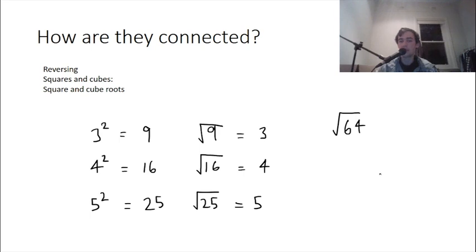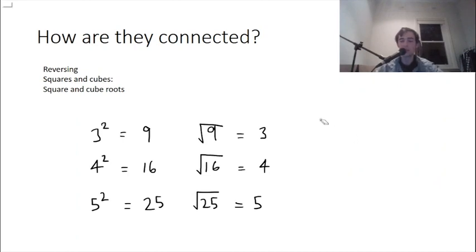Let's see, what happens if I square 6? 6 squared. That's 36. Okay, that's too small. And we're trying to find the square root of 64, remember. What happens if I have 7 squared? Well, that's 49. It's too small. What happens if I have 8 squared? That's 64. Okay, now we've found the square root of 64. If I go backwards, it's 8. So square roots are trying to go backwards. Okay, so that's what a square root is.